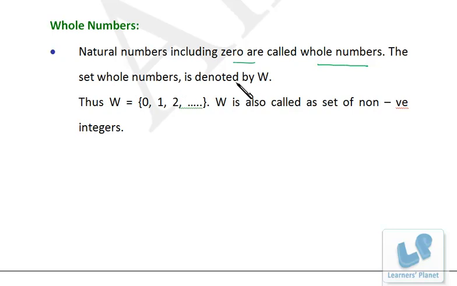We denote whole numbers as W. These are also non-negative integers, because there are three types of integers: positive integers, negative integers and 0. So non-negative integers means 0 as well as positive integers. These are the whole numbers, they start with 0. And we can say natural numbers are a subset of whole numbers. All the elements in natural numbers are already there in the set of whole numbers.